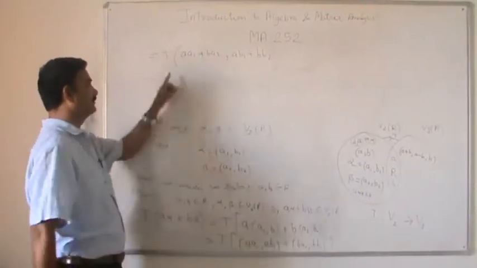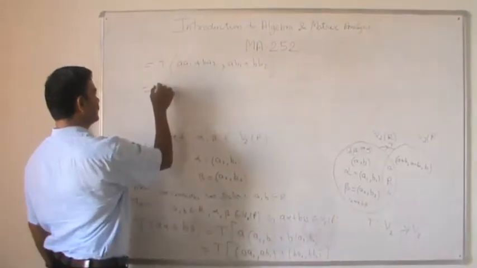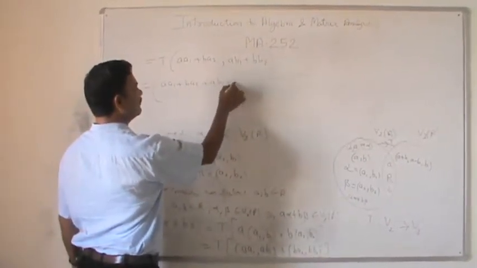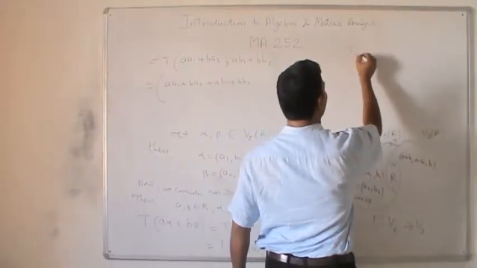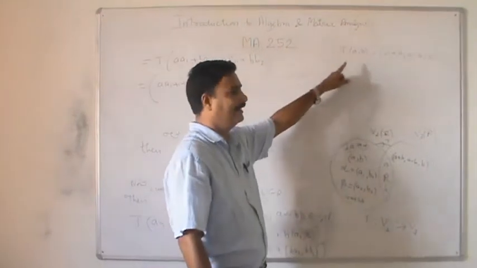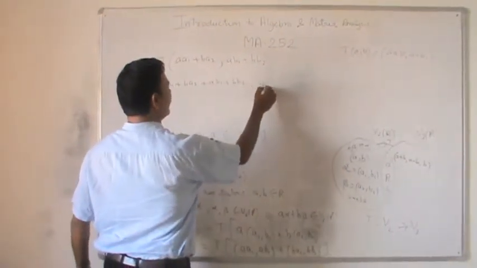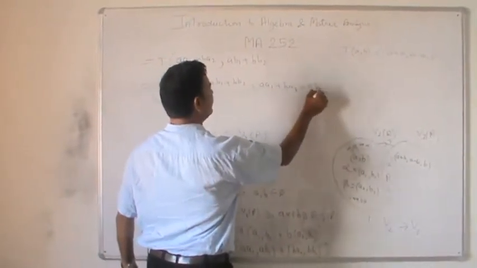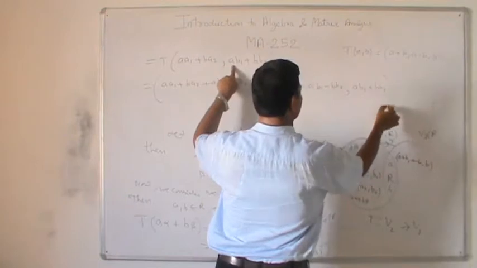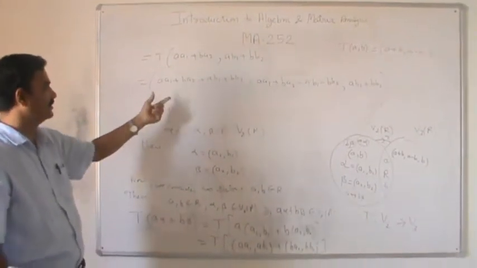And now we operate this mapping T over this two-dimensional vector. So according to the given definition of T, this expression becomes a a1 plus b a2 plus a b1 plus b b2, because the definition for T is T of a comma b is a plus b, a minus b and b. So by using this property of T, we can easily write a a1 plus b a2 plus a b1 plus b b2 comma a a1 plus b a2 minus a b1 minus b b2, and finally we have a b1 plus b b2. So when we operate T over this two-dimensional vector, it results in a three-dimensional vector, which is this one.